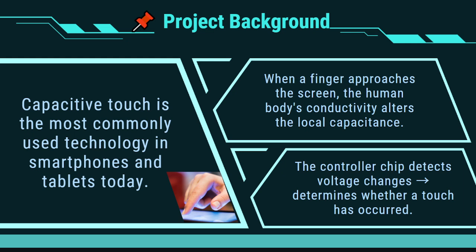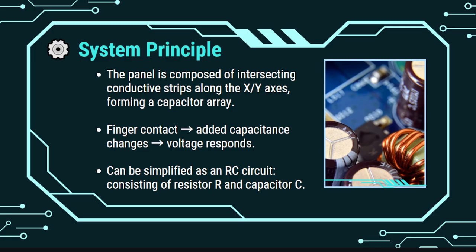When a finger gets close to the screen, the human body's conductivity changes the local capacitance. The controller chip notices the voltage change and can tell that the touch has happened. The panel has crossing conductive strips along the x and y-axis. These form a grid of tiny capacitors. When the finger touches the panel, the capacitance increases and changes the voltage. We can model this as a basic RC circuit, made of a resistor and a capacitor.